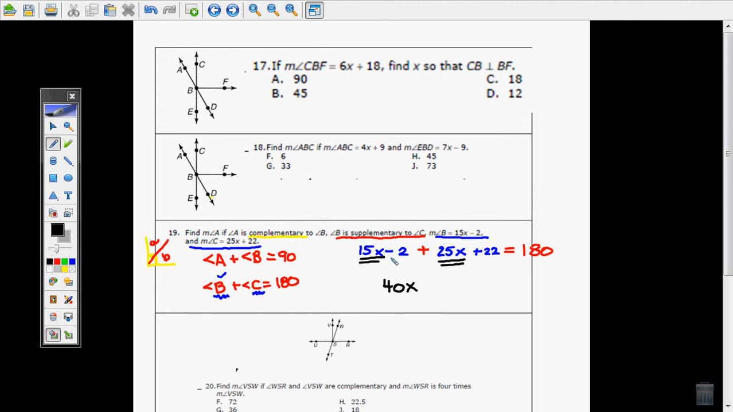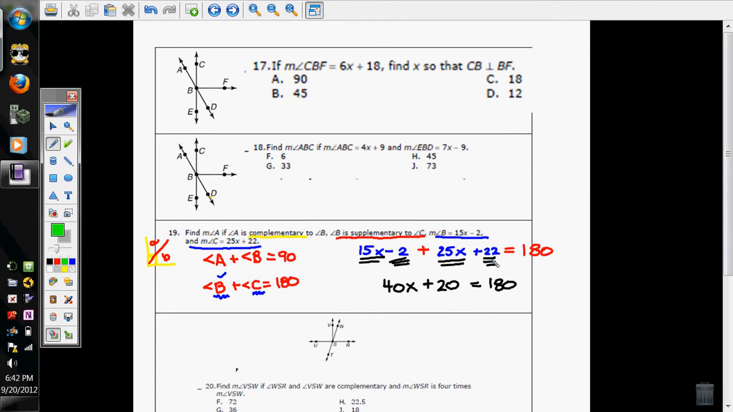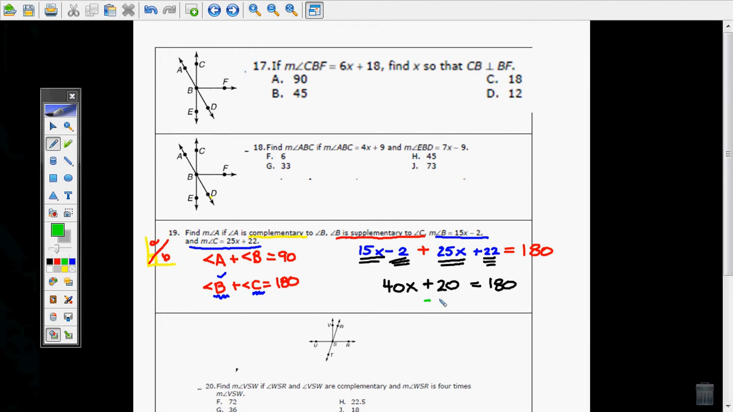I also need to combine the integers that are on the same side. I have an integer of a negative 2 and I have an integer of a positive 22. When I combine those, my result is positive 20. And then on the right side, I still have that 180 hanging out over there. I'm going to keep using my awesome algebra skills that all of you have to finish solving this equation for x.